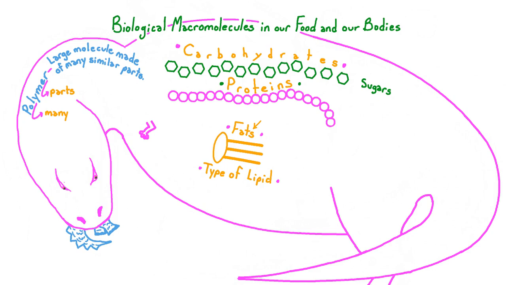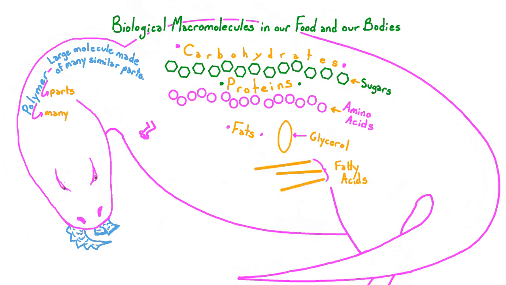During digestion, these large molecules are broken down into the smaller parts that they're made out of, which are sugars for carbohydrates, amino acids for proteins, and glycerol and fatty acids for fats. The smaller parts that polymers are broken into can be called monomers, which means one part.